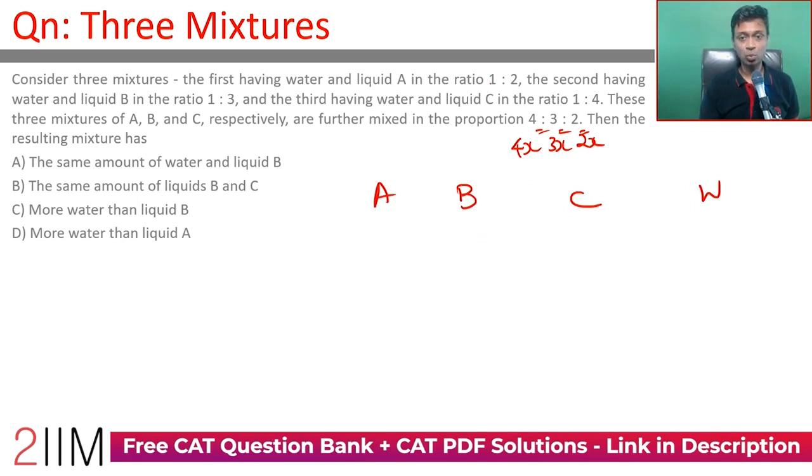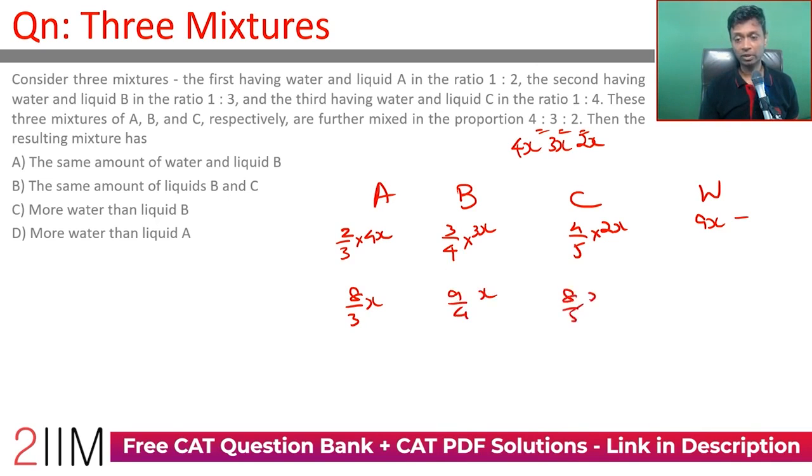When liquid A is 1:2, water is to liquid, so 2/3 is liquid A and 1/3 is water. So 2/3 of 4x would be A. Liquid B would be 3/4 of 3x. Liquid C would be 4/5 of 2x. Water will be 9x minus all of this. And so this is 8/3x, 9/4x, 8/5x. So 8/3, 9/4, 8/5. And then water is the remaining part.